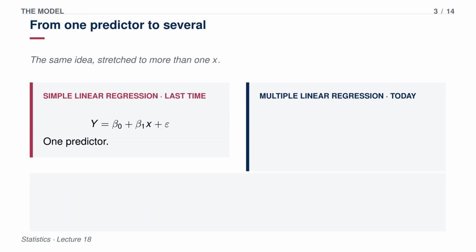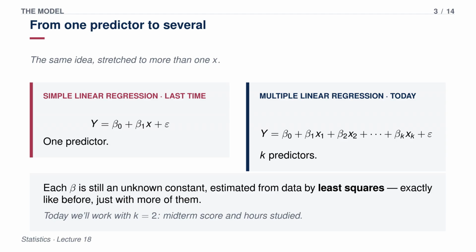Formally, simple linear regression was y equals beta naught plus beta 1x plus epsilon, one predictor. Multiple linear regression stretches that. Y equals beta naught plus beta 1x1 plus beta 2x2 and so on, up to beta kxk plus epsilon. Same idea, more letters. Every beta still an unknown constant, still estimated by least squares. Today, we'll use k equals 2, midterm score and hours studied per week, both predicting the final.